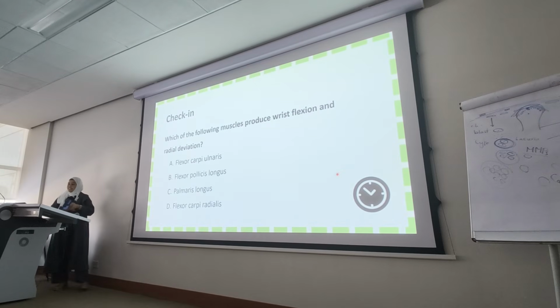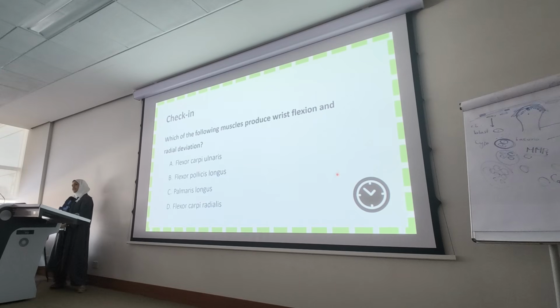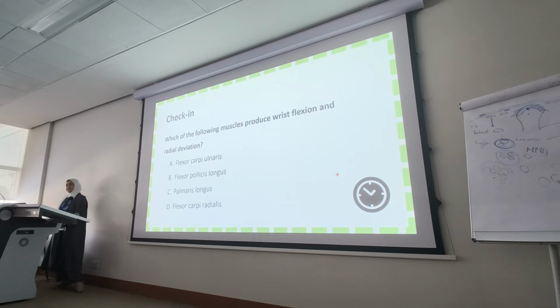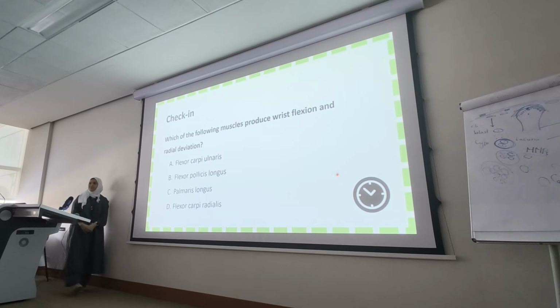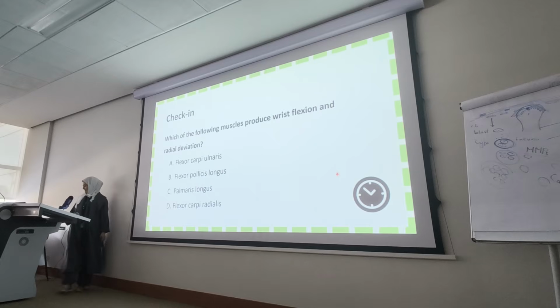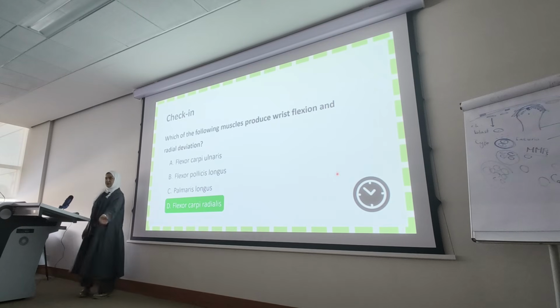So here's our quick check-in. Which of the following muscles produce wrist flexion and radial deviation? Hands up for A. Hands up for B. Hands up for C. Hands up for D. Nice. I love seeing those hands in the air. Good. Flexor carpi radialis, right? Because it's flexing, and because it's along the radial side, it's going to bring the hand towards the radius, radial deviation.